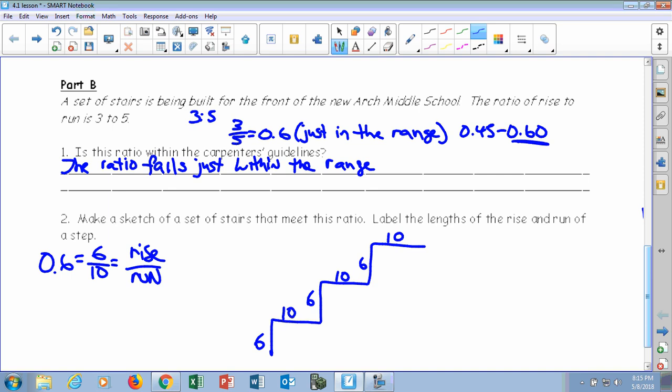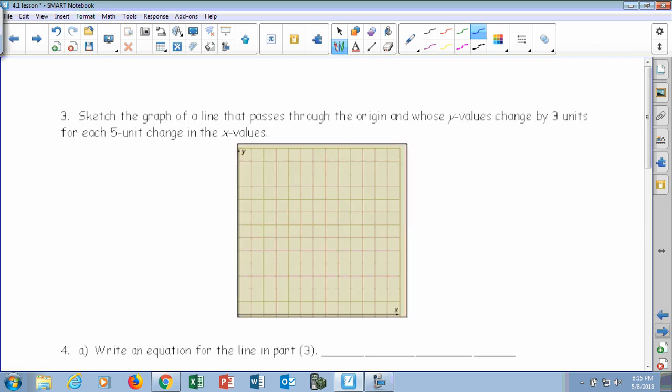Okay? So again, we are going up and then across. Up and then across. Up and then across. And obviously that will continue till we get to the top of our staircase. So again, learning a lot about rise over run. All right, let's flip on over to the back.